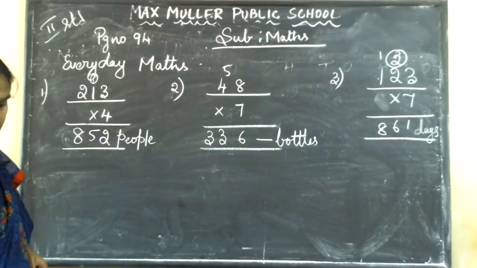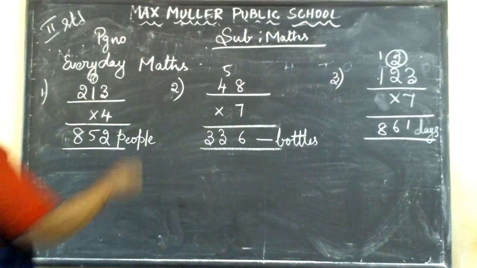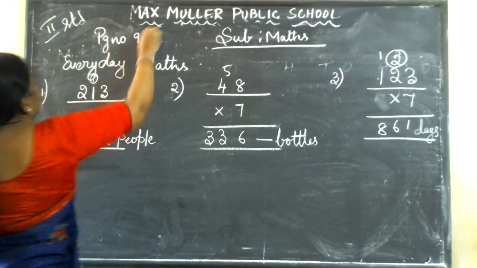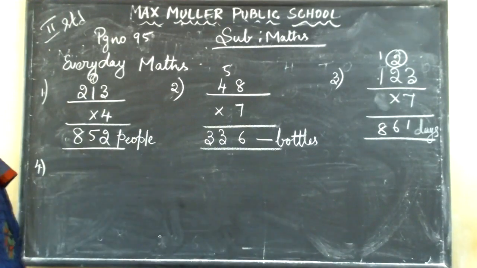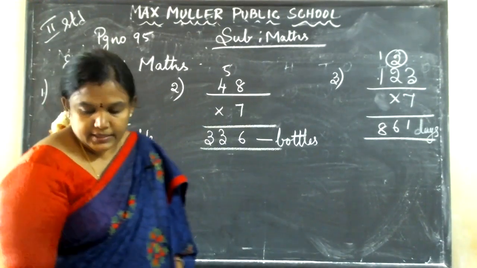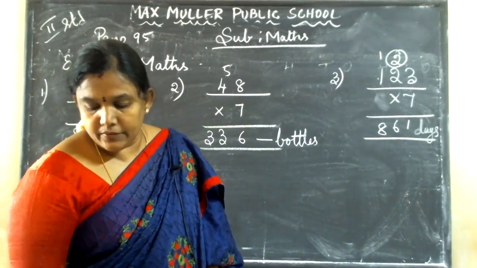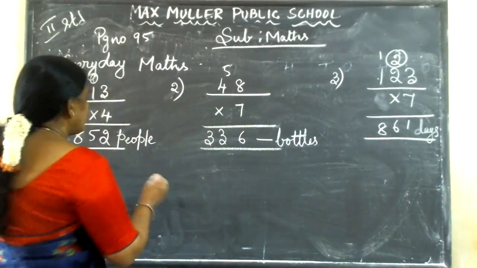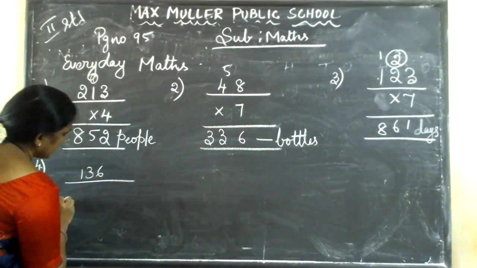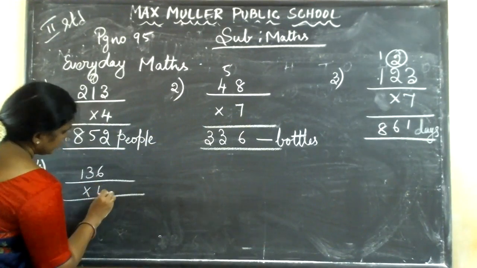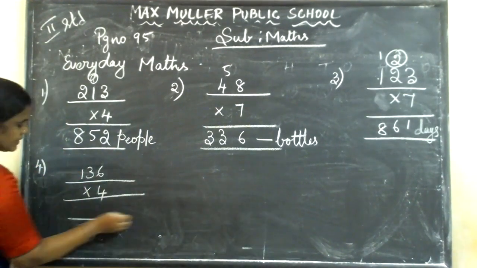Now we'll go to page number 95. Fourth one. How many wheels will 136 cars have? 136 cars, how many wheels will be there? First line you write 136. Second line you write 4. Now you want to find the answer.